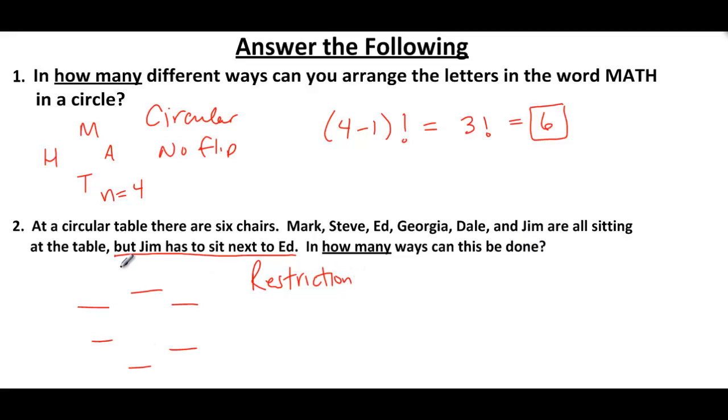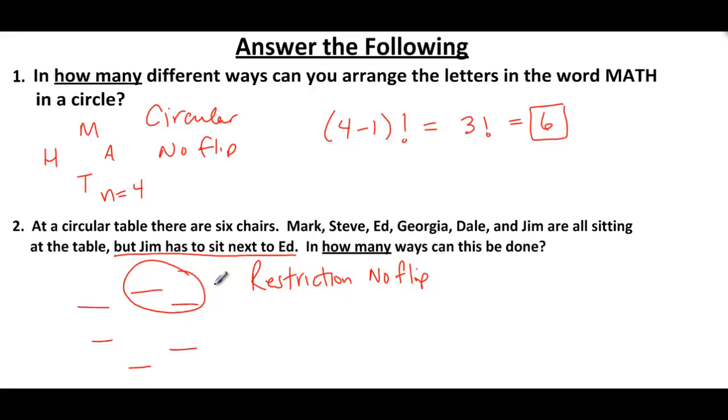Well, this is also people sitting at a table, and we're not going to be able to flip them upside down and think it's a different option. So this is a restriction with no flip, which really means it's just like a normal line problem. Okay, so I know Jim and Ed have to sit next to each other. So let's pick any 2 chairs and say, well, these are the chairs that Ed and Jim are going to sit in. And again, it's a circular problem, so it really doesn't matter which chairs we pick.